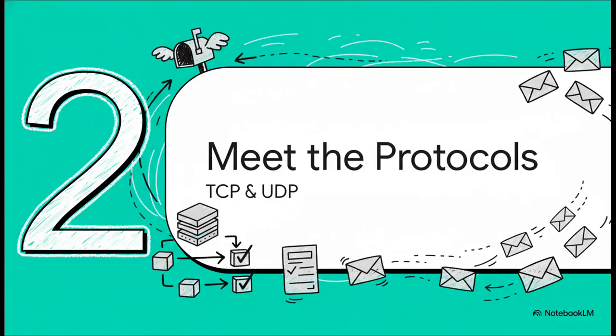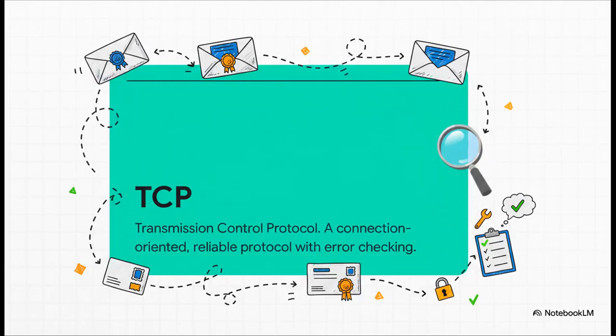Okay, so we get the mailroom's job. Now let's meet the two main delivery services it uses to get the job done. You've probably heard of them, TCP and UDP. First up is TCP, the Transmission Control Protocol. This is your certified mail service. It's what we call connection-oriented, which is a fancy way of saying it establishes a formal connection, kind of like a handshake, before it sends anything. It is all about one thing, reliability. It guarantees every single piece of data gets there in the right order and with no errors.